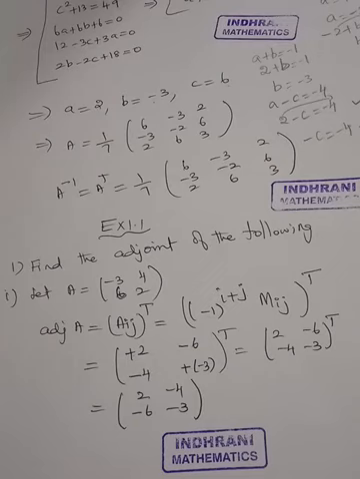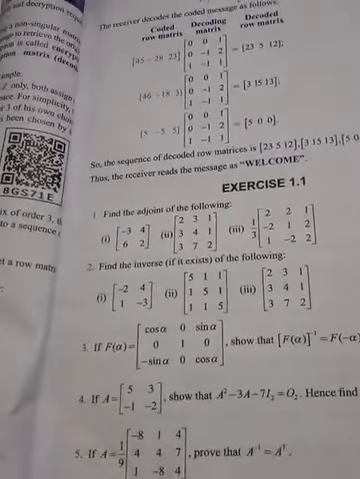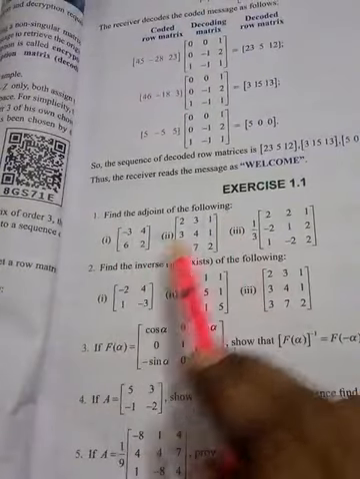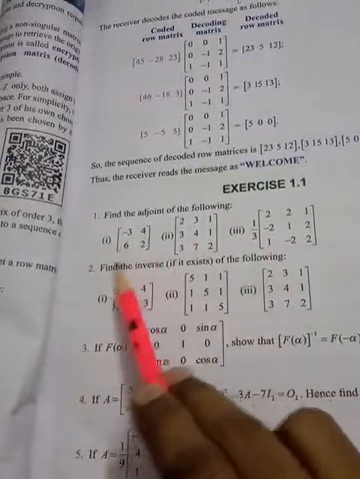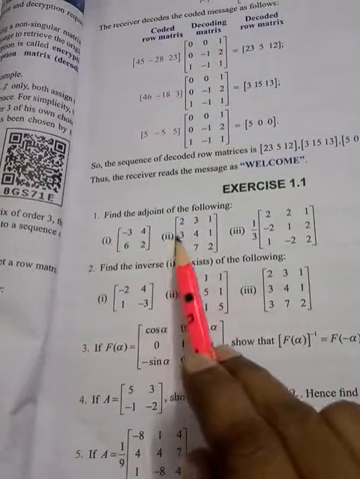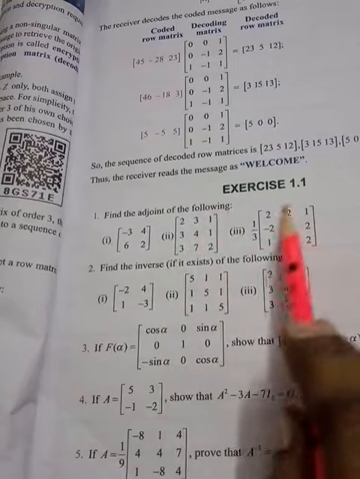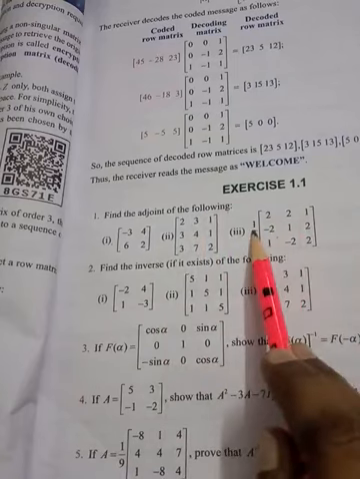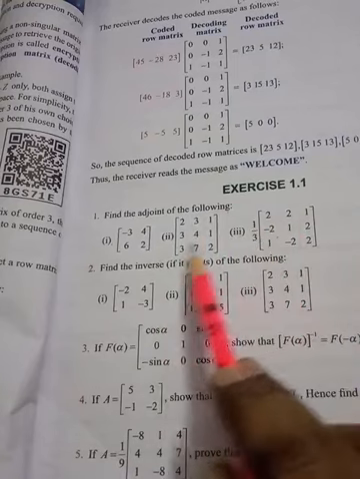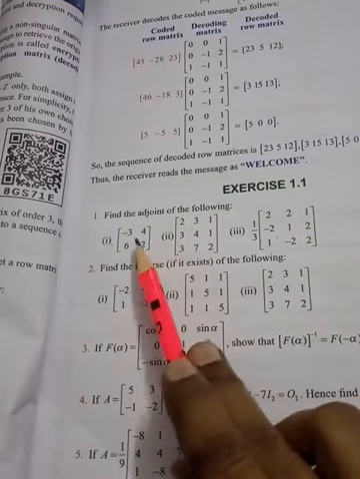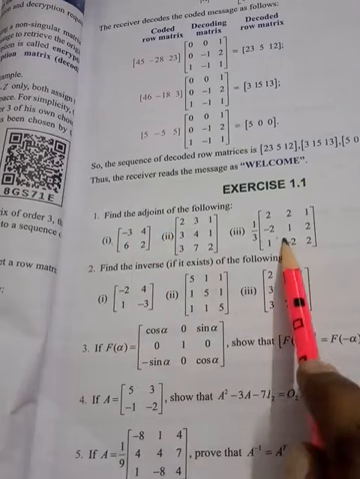Question number 1. Find the adjoint of the following. First subdivision is a given 2 by 2 matrix. Second subdivision is a given 3 by 3 matrix. Third subdivision is once again a 3 by 3 matrix, but outside a scalar 1 by 3 is given. So we want to find the adjoint of these matrices.